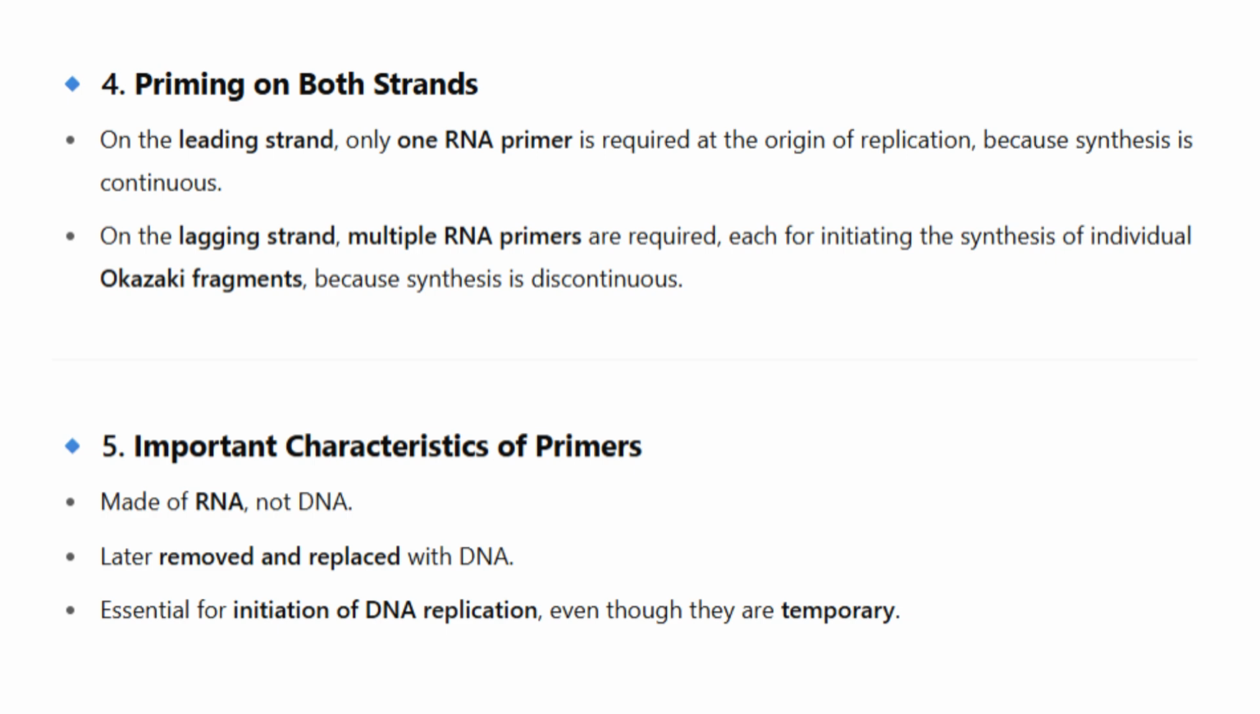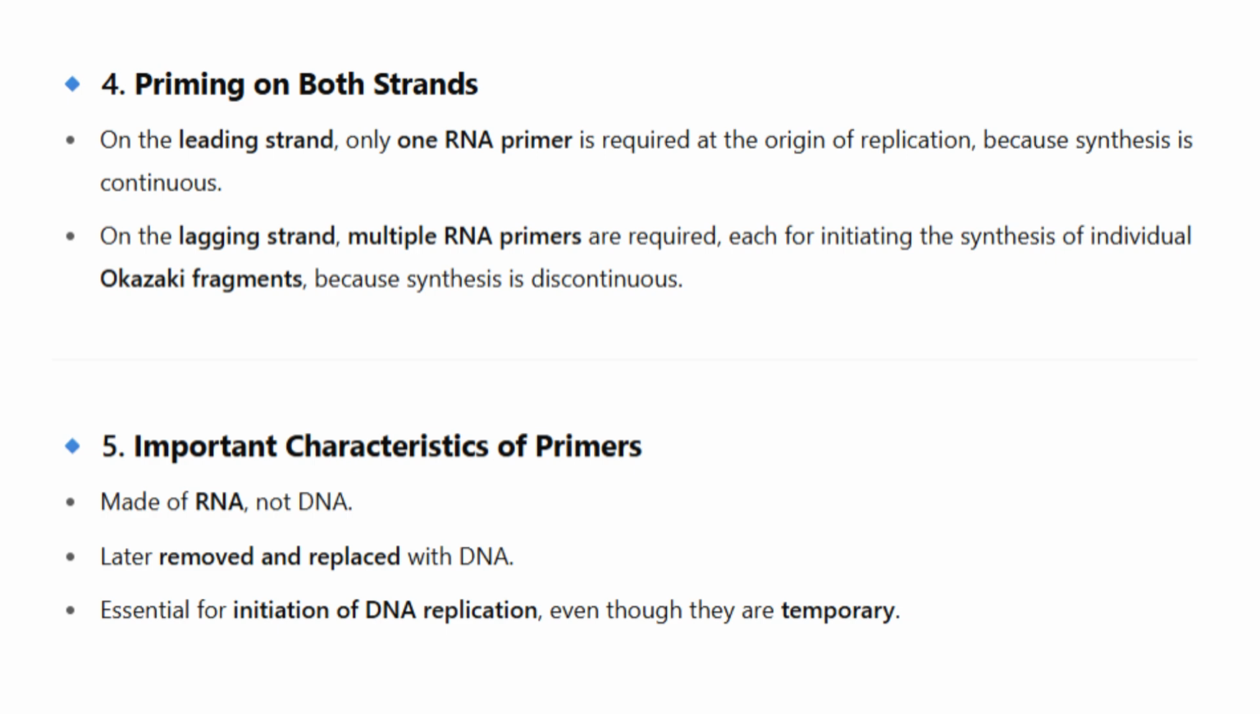4. Priming on both strands. On the leading strand, only one RNA primer is required at the origin of replication, because synthesis is continuous. On the lagging strand, multiple RNA primers are required, each for initiating the synthesis of individual Okazaki fragments, because synthesis is discontinuous.